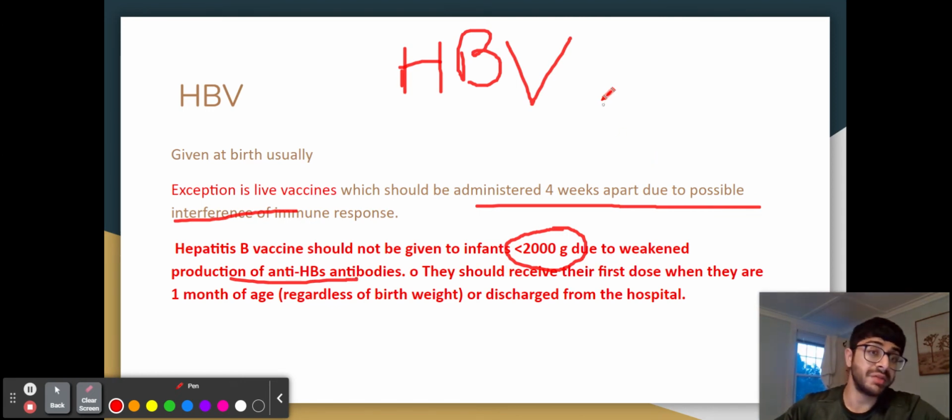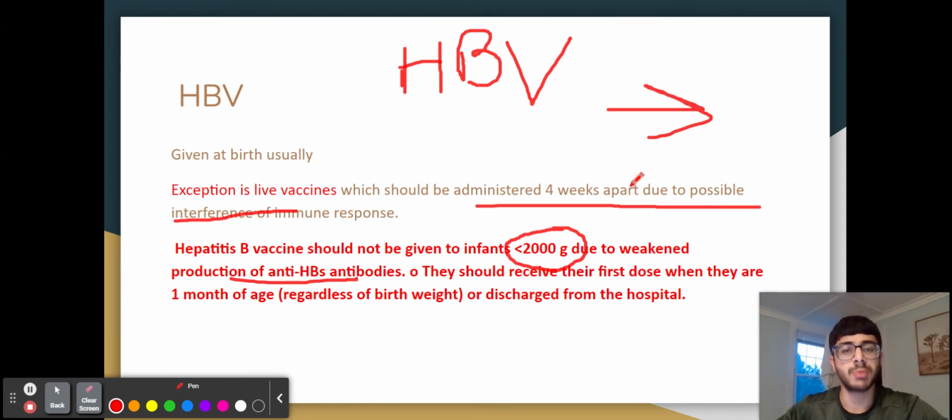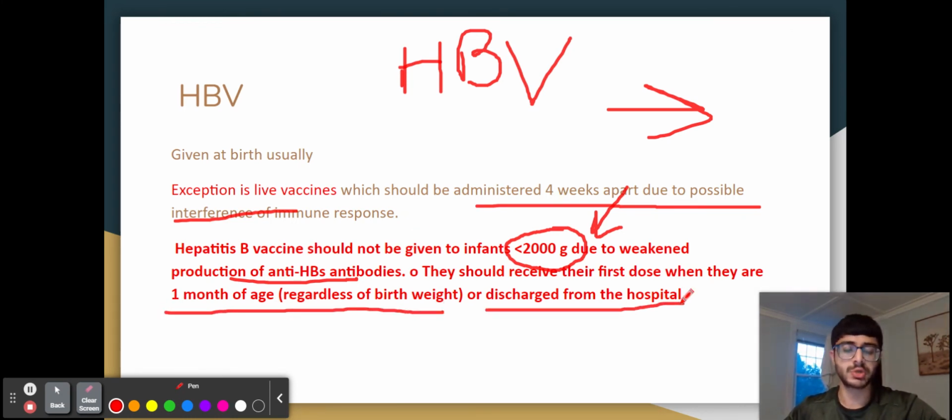So when do you give it? You give it when you're discharging these really small babies from the hospital. At that point, their weight doesn't matter. You just don't give it when they're less than 2,000 grams, like 2 kilograms. You give it at age 1 month, regardless of birth weight or when they're discharged from the hospital. Anyways, if a less than 2 kilogram baby is not jumping out at you, there's something wrong with you. Okay, moving on.